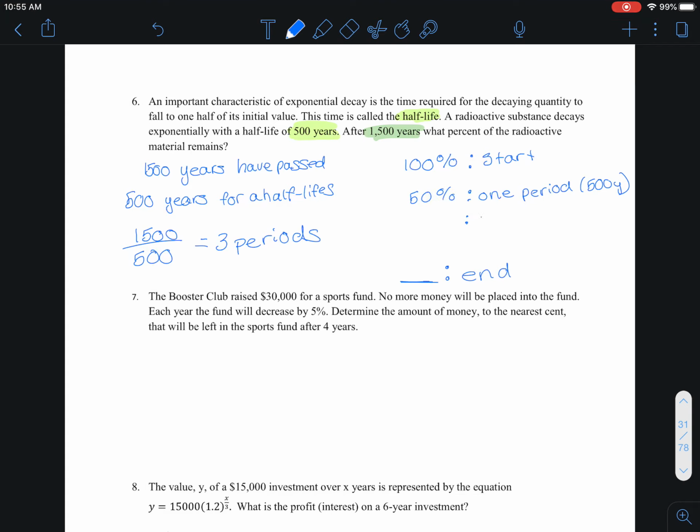After 2 periods, so this is 1,000 years, there's half of what there was after the first period, so it's 1/2 of 50%, so that's 25%, and the end is our 3 periods, so that's our total 1,500 years. So we again take half of the previous percentage and you get 12.5%.